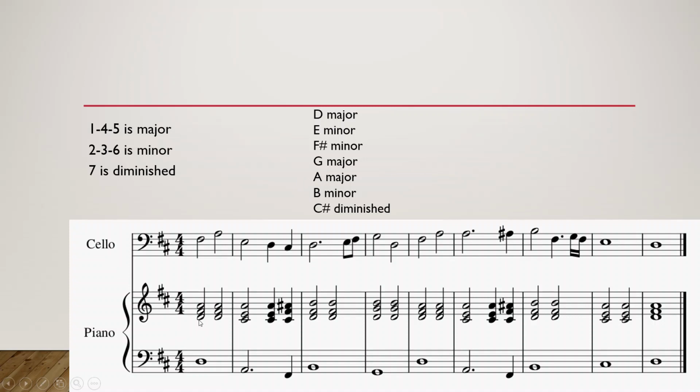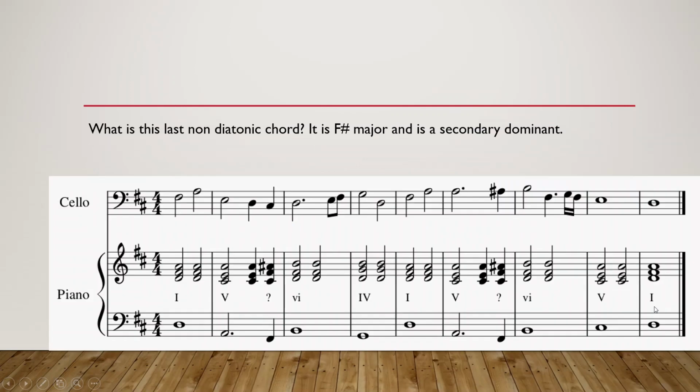So let's see. This is 1, this is D major, above the gap A is 5, to some chord, to B minor, this is 6, to G, which is 4, then we go to 1 again, 5, 6, 5, 1. So this is what we have.